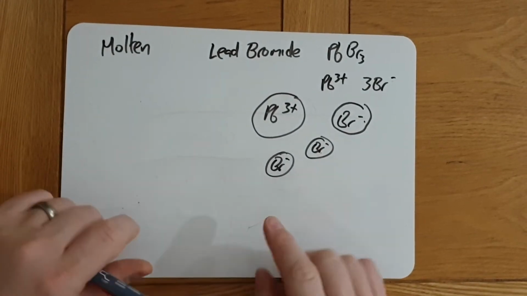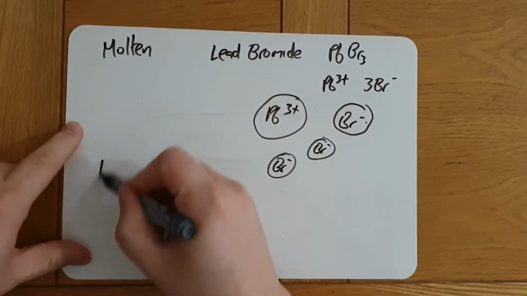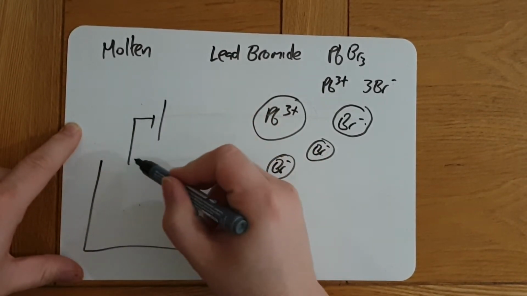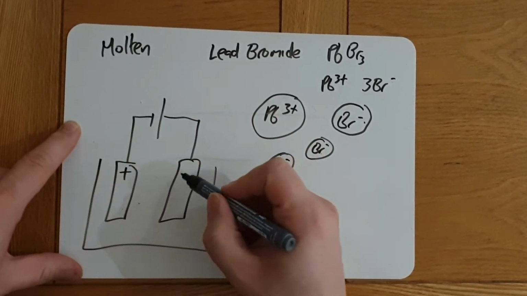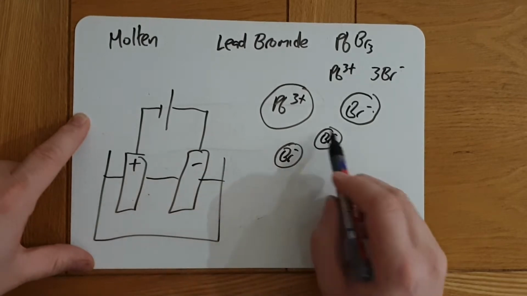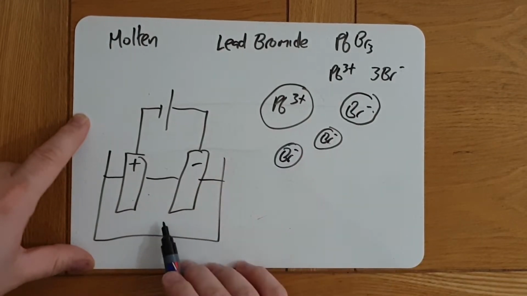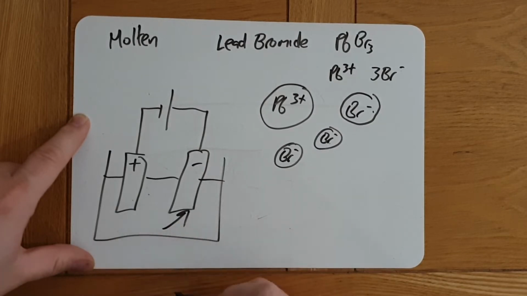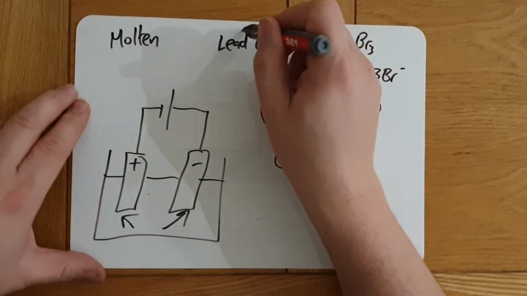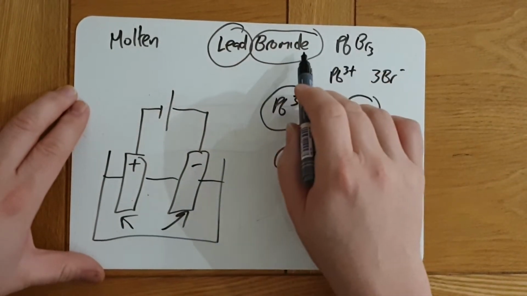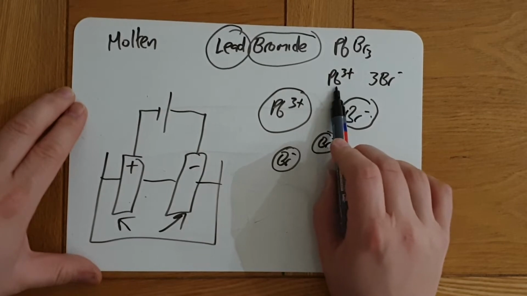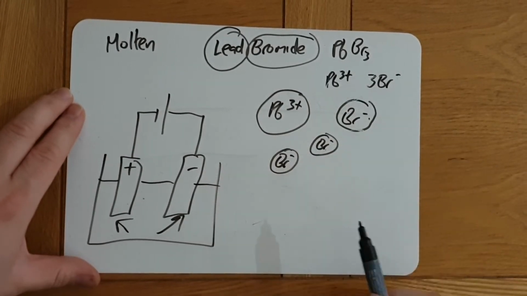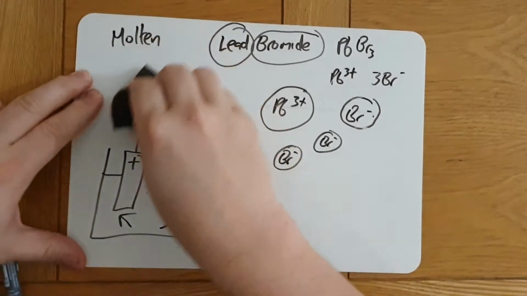So if you make it molten, then you've got all of these. We've got our circuit, we've got our electrodes. Let's make this one the anode, that one the cathode. So we've got all these ions in solution. The Pb3+ goes there, and then the Br- goes there, and we separate them out. So we make lead, and we make bromine. Not bromide, bromide when it's an ion, but we make lead and we make bromine. And it's easy because the only positive ion is lead and the only negative ion is bromide. Nice and straightforward.